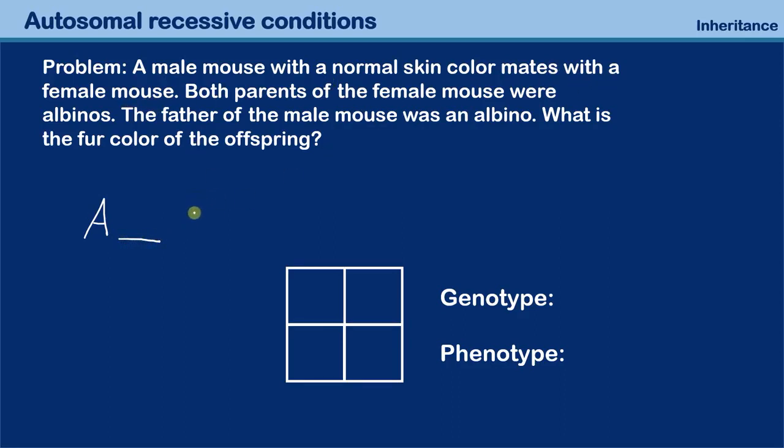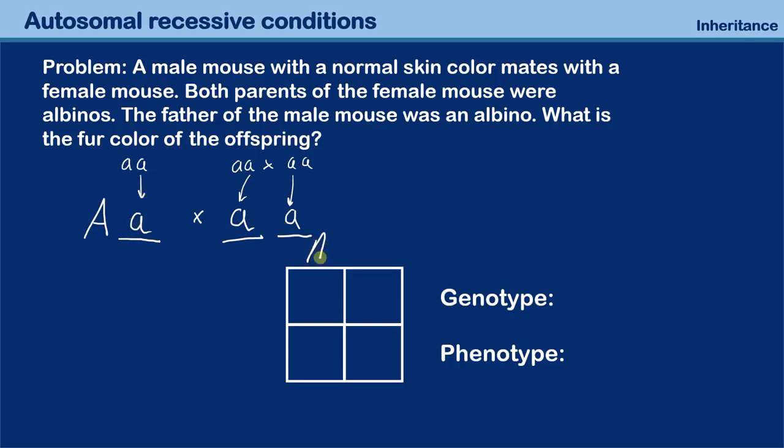Mates with a female mouse. Okay, well, we'll see. The father of the male, both parents of the female mouse were albinos. Well, if this is the case, that both parents were albinos, then this mouse must also be an albino and must have little a. It must have received one allele over here and one over here. The father of the male mouse was an albino, so it was quite much the same as in the previous example. If one of the parents over here was an albino, then this is inherited, and we have a heterozygous animal.